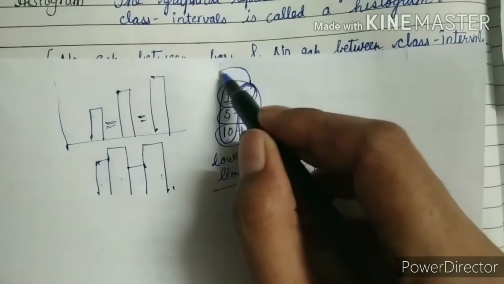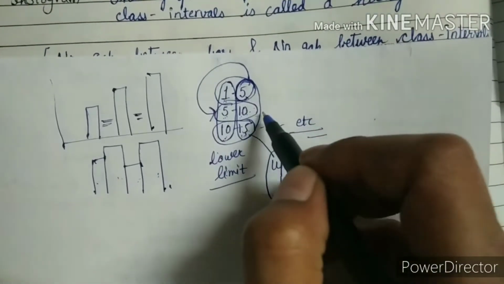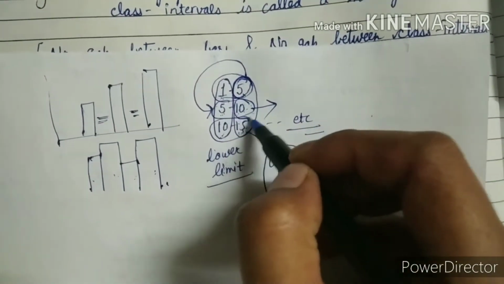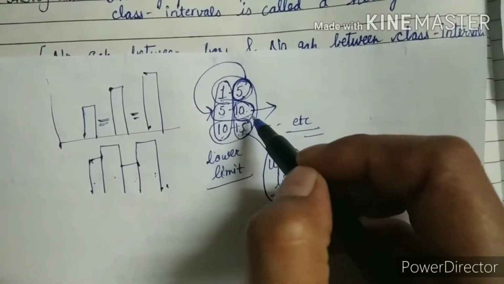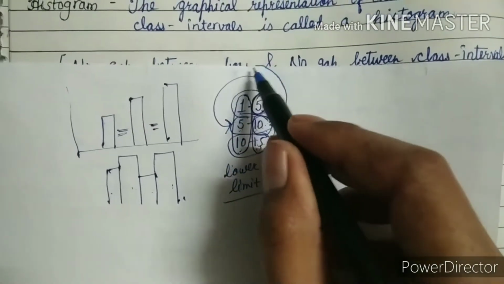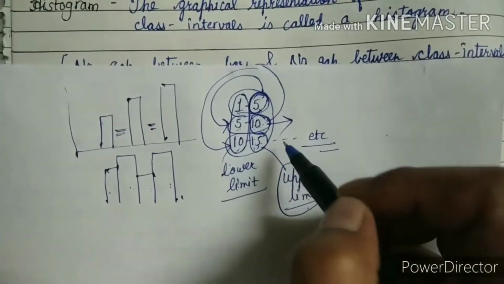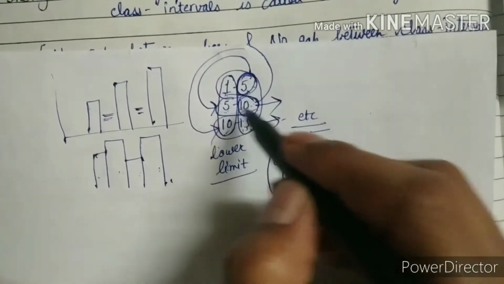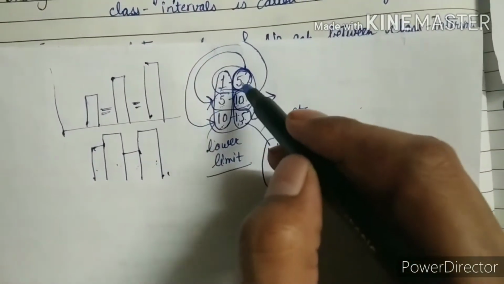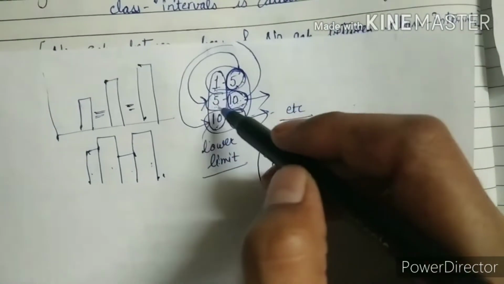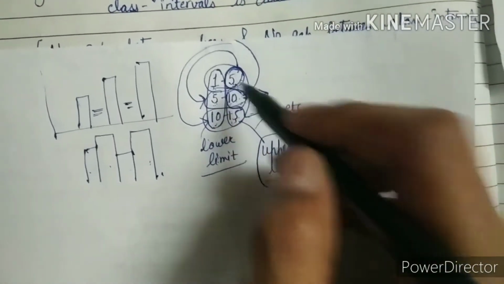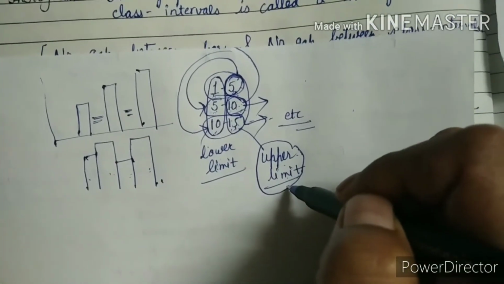5 as a lower limit is where? 5 as a lower limit is here, so 5 will come in this section. Here 10 is the upper limit, but 10 will not come here. 10 will come in its lower limit, in this range. So the upper limit will not come in these ranges. They are showing the lower limit and upper limit between 1 to 5. Everything will come here, but 5 will not come, because 5 is the upper limit.